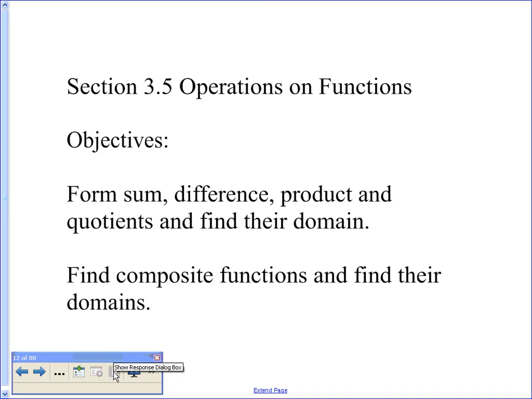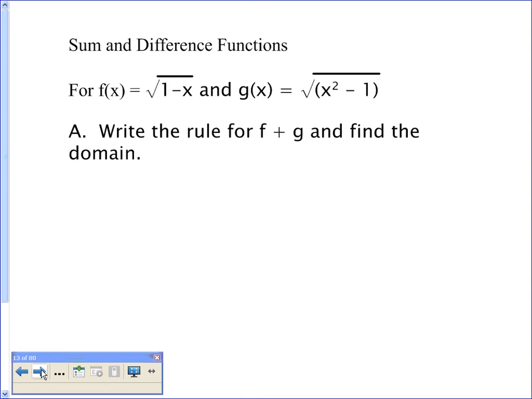Section 3.5 is operations of functions, and in this section we're going to be learning how to form sum, difference, product, and quotients and find their domain, and we're also going to be working with composite functions and finding the domains of those composite functions. So we're going to start out talking about sum and difference functions.